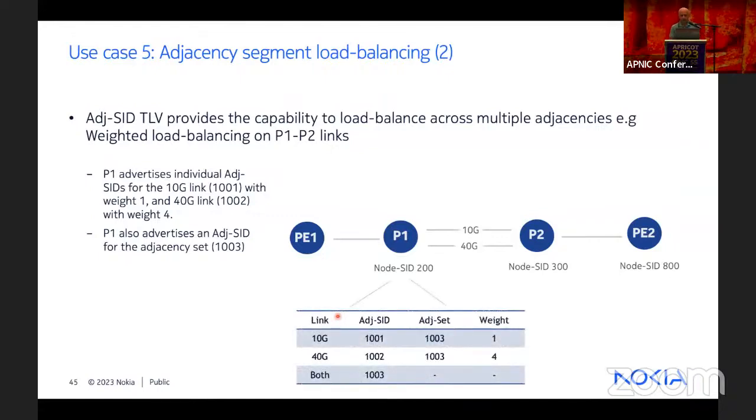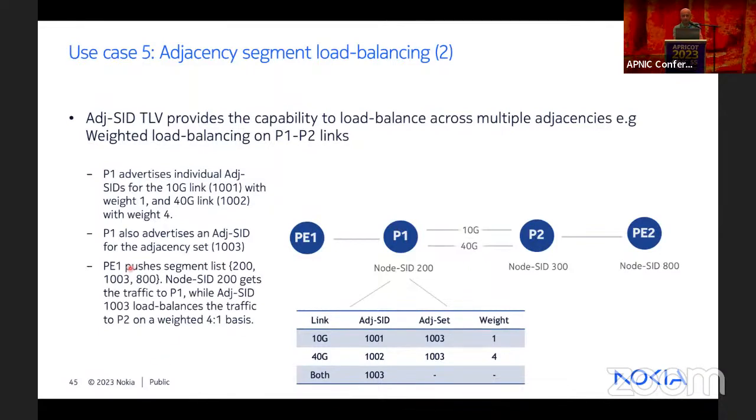Okay, so here's what it looks like on P1. Anything received with an adjacency SID value of 1001 goes over the 10 gig link. Anything received with the SID value of 1003 will be distributed across the 10 gig link as well as the 40 gig link. And it's going to be distributed in a 1-to-4 fashion because the 10 gig link has a weight of 1 and the 40 gig link has a weight of 4. That means for every packet it sends on the 10 gig link, it'll send 4 packets on the 40 gig link. So you're getting that load sharing happening there.